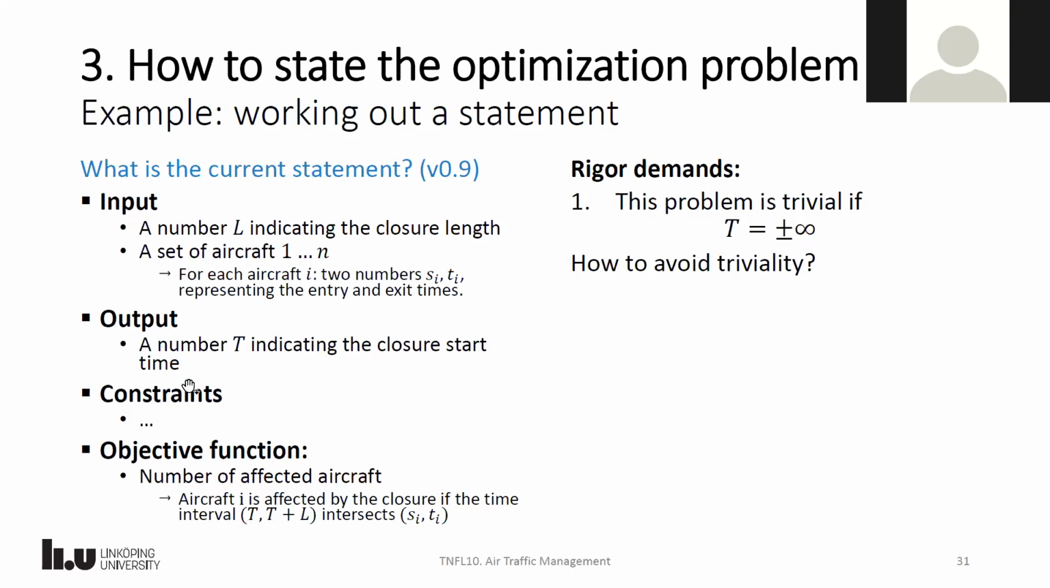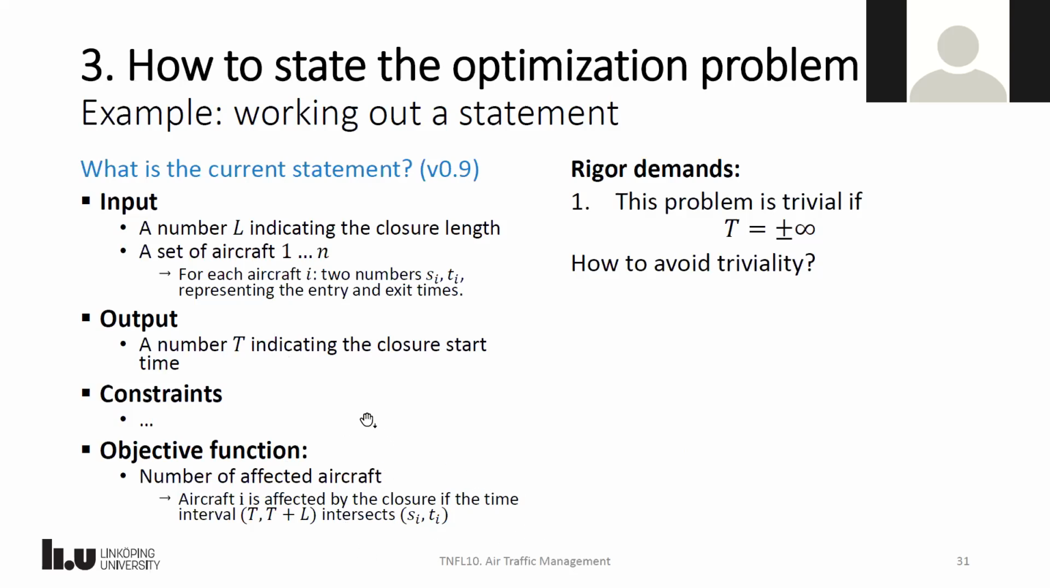The output is still the closure start time, which is t. The constraints so far we have known, and the objective function is now the number of affected aircraft, but we have included the definition for an affected aircraft. So aircraft I is affected by the closure if the time interval t to t plus L intersects these values over here. So I can see that naming L and naming t has been useful to define the objective function. So in this case, it was beneficial for us to name this. But if you don't need it, you don't have to.